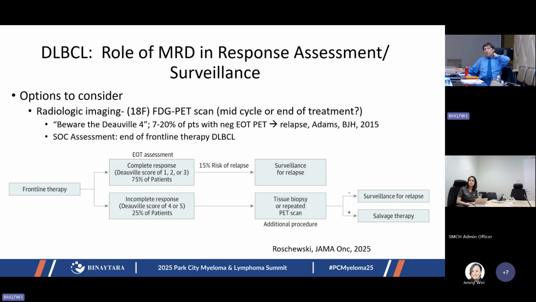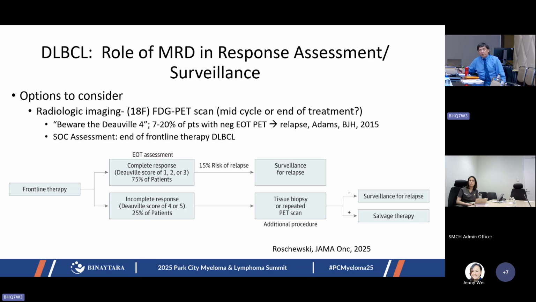But 15% are still going to relapse. So can we do surveillance for relapse? We also know that after frontline therapy, there's incomplete response in 25% of patients. Sometimes that PET scan, though, is just inflammatory tissue. It's not active disease. So we'll say, do a biopsy to see if it's active disease, or repeat the PET in 3 months or 6 months to see if it becomes PET negative. So either surveillance or go to salvage therapy.